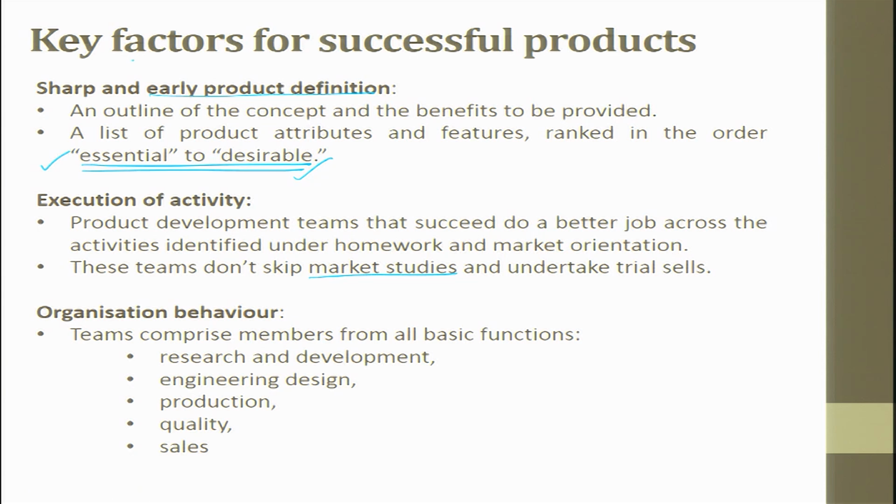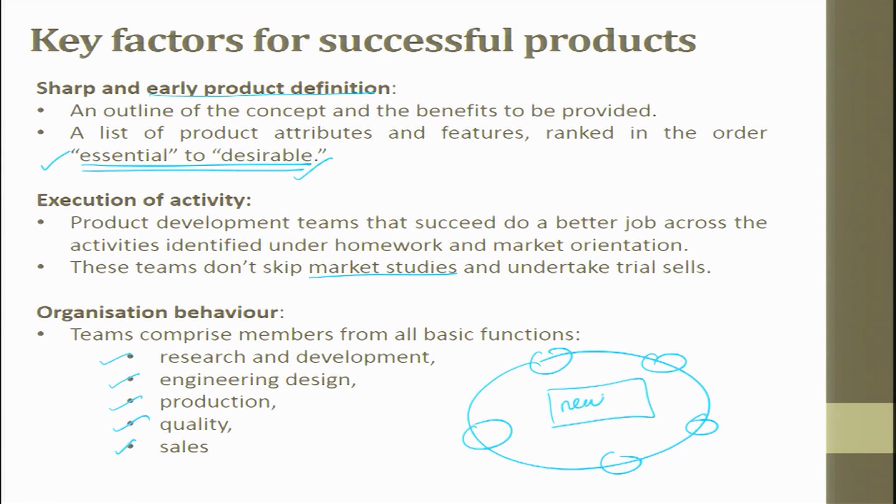Organizational behavior. This is one of the key factors for a successful product. The team comprises members of all basic functions: research and development, engineering design, production, quality and sales. So, all of them sit together and try to contribute to product development. This is what is called concurrent engineering. All of them sit together and develop a new product. So, everybody tries to give their essential and desirable qualities at the beginning itself, such that the product right from the beginning evolves in a fashion such that it can lead to success.